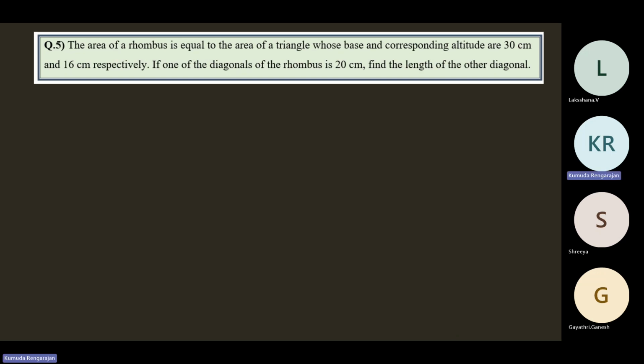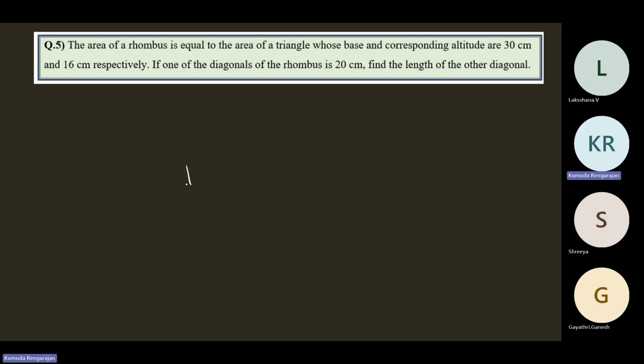This will not work here, but I'll tell you how to do it. You can complete this. The area of a rhombus is equal to the area of a triangle whose base and corresponding altitude are given to you. So if you find the area of the triangle, you can get the area of the rhombus. And to find the area of the triangle, what's the formula? Half into base into height.